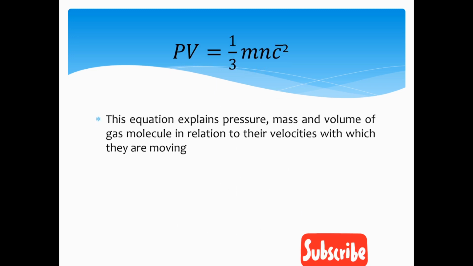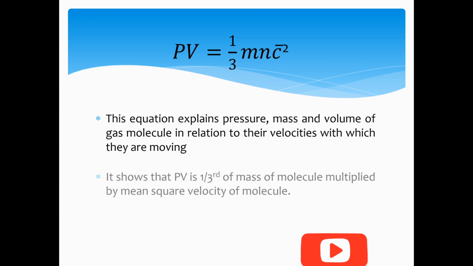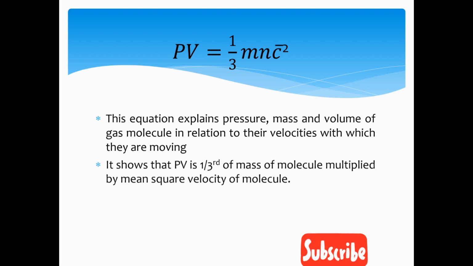Now what does this equation tell? This equation explains the pressure, mass and volume of gas molecule in relation to the velocities with which they are moving. It also shows that the product of pressure and volume is 1/3 of mass of molecule multiplied by their mean square velocities. This is all about kinetic gas equation.